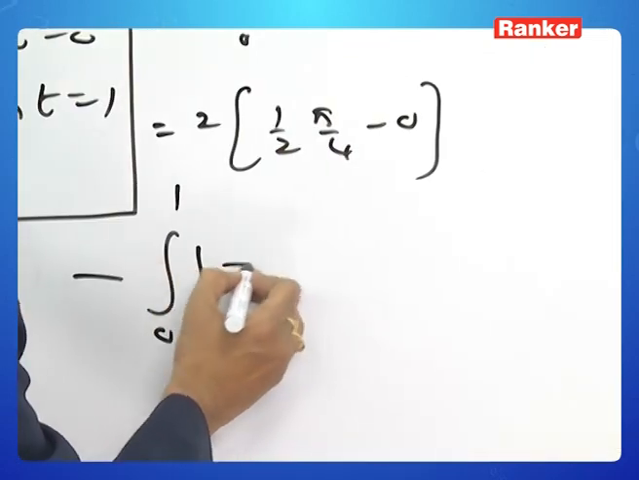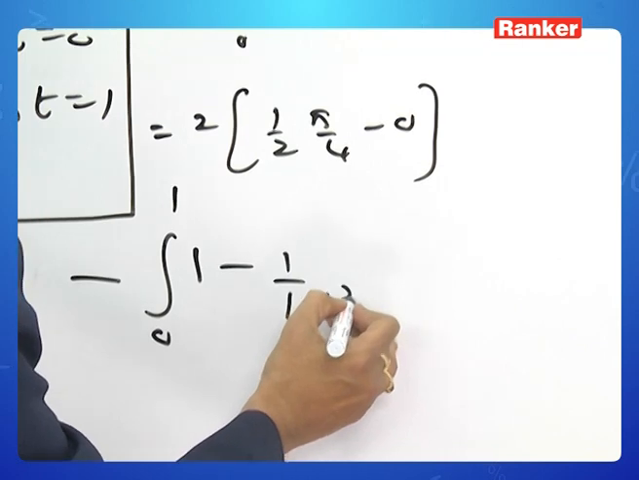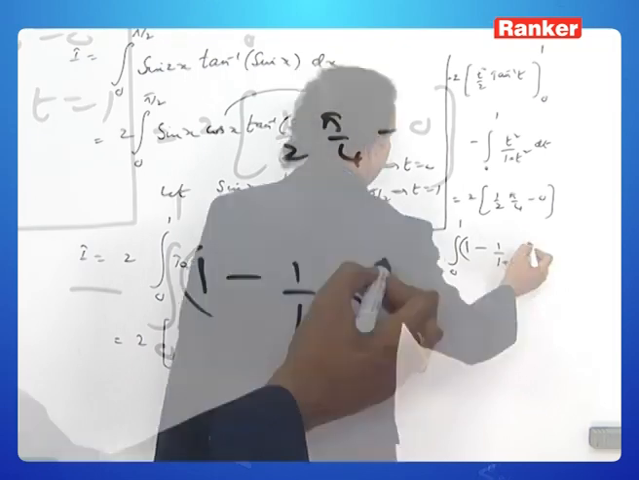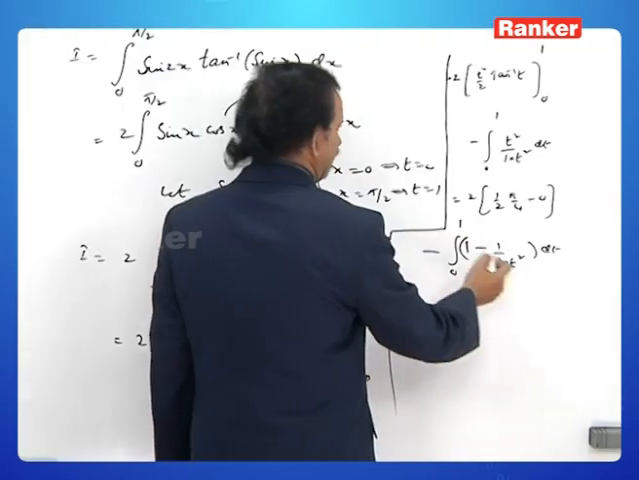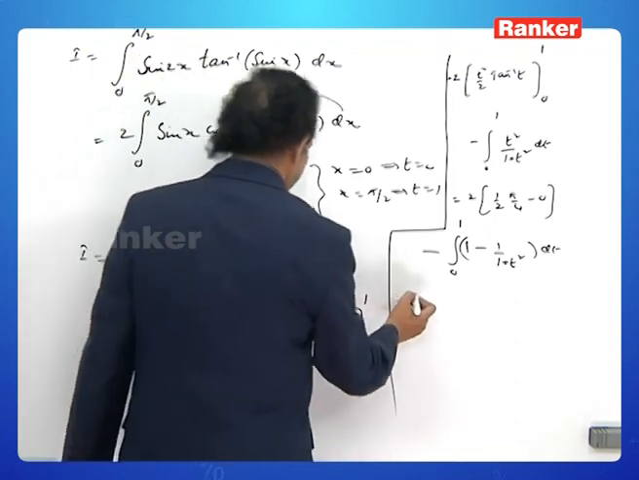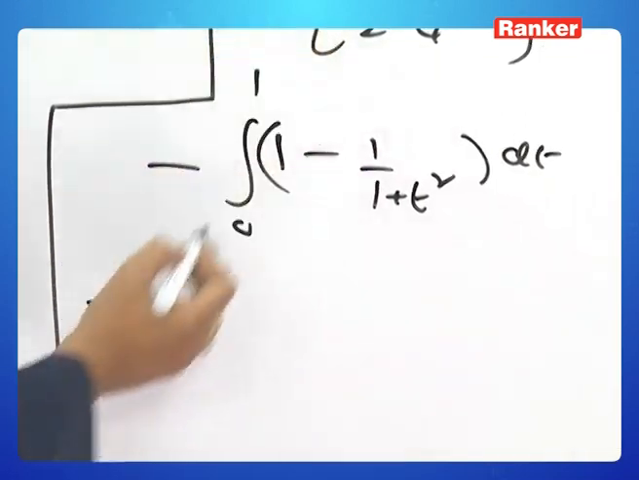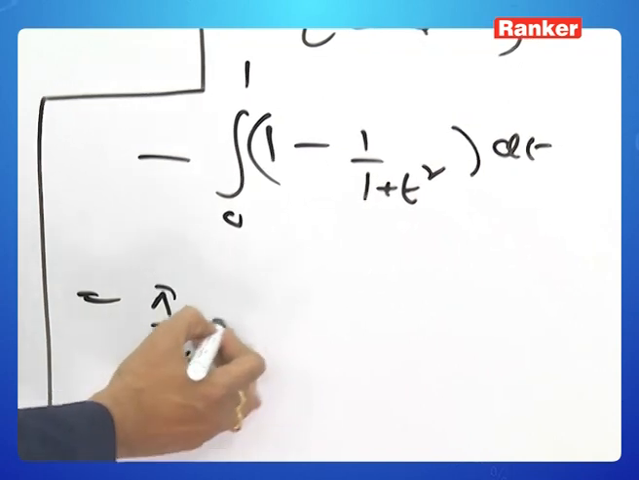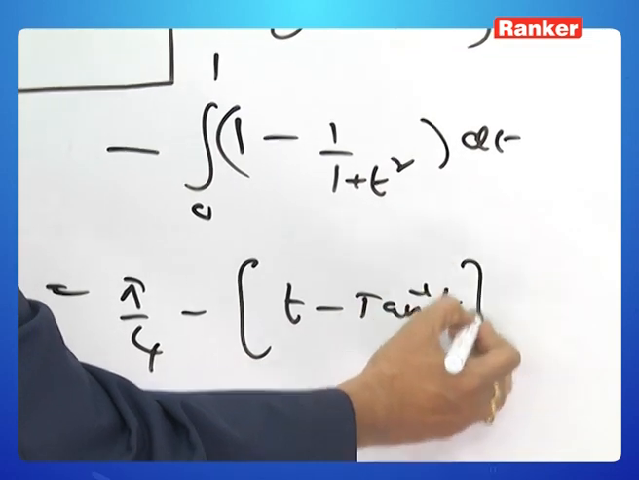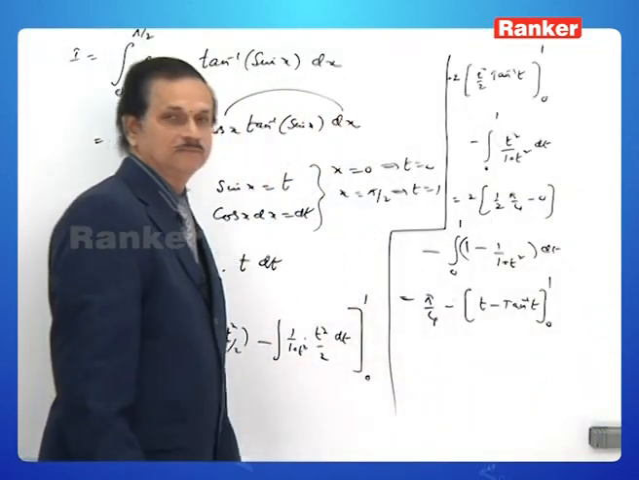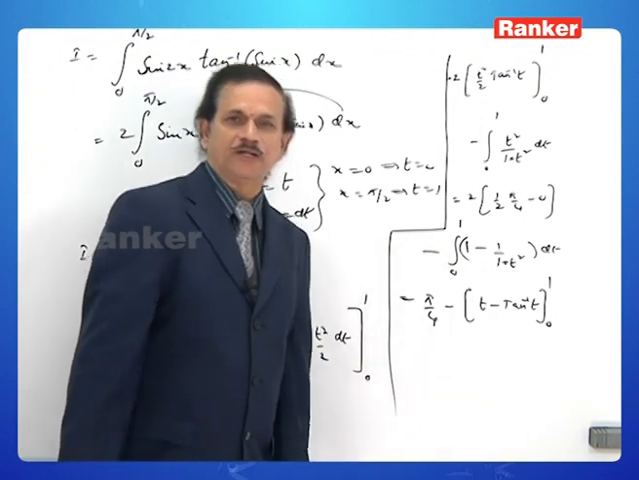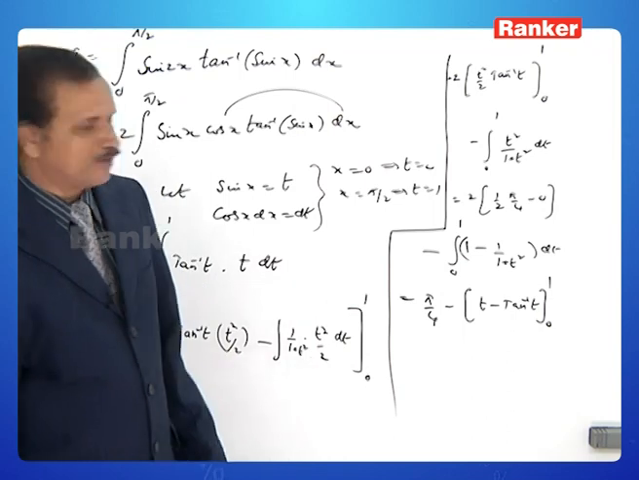It can be written as 1 minus 1 by 1 plus t square dt. It's very simple. 1 plus t square minus 1 is nothing but t square by 1 plus t square. Well, therefore 2 and 2 go away, pi by 4 minus t minus tan inverse t between the limits 0 to 1. Isn't it? Integral of 1 is t and integral of 1 by 1 plus t square is tan inverse t.